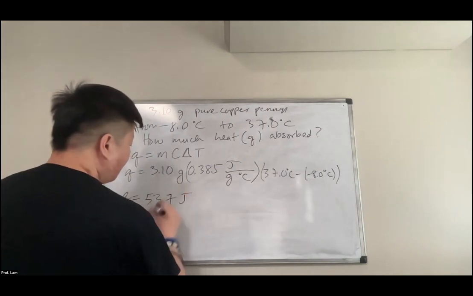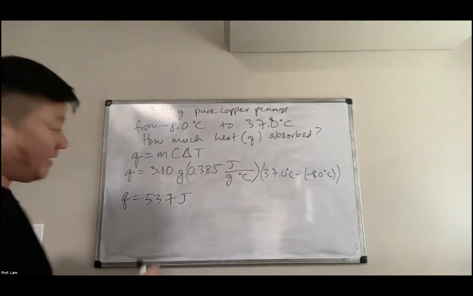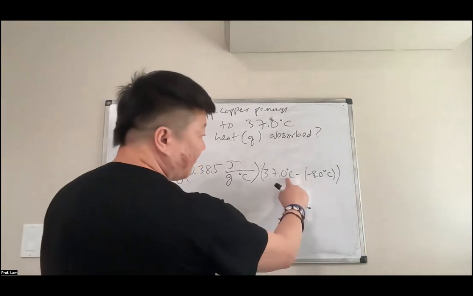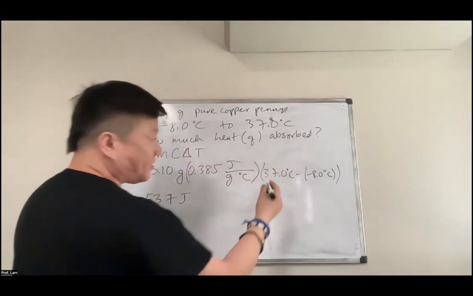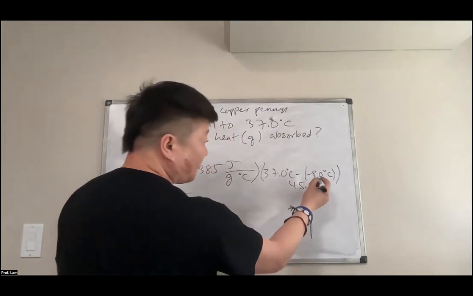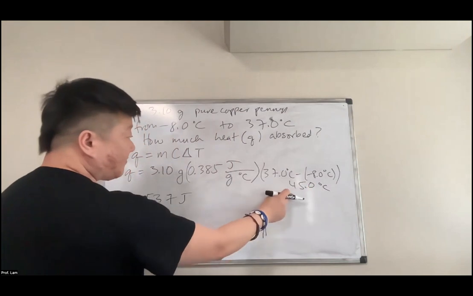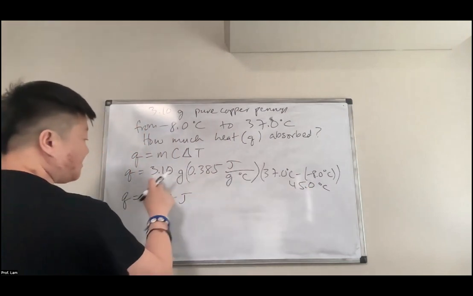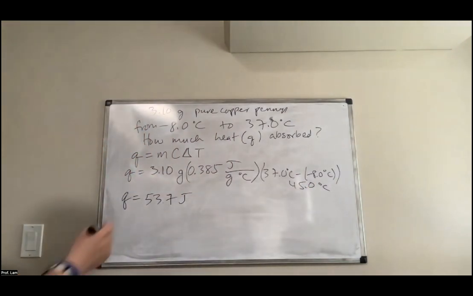You should get 53.7 joules. And here, let's figure out how the sig figs work. You have addition in here, so it goes by decimal places. That's 45.0 degrees Celsius, because it's to the first decimal place. So that's 3 sig figs. This is 3 sig figs. This is 3 sig figs. So you round to 3 sig figs.